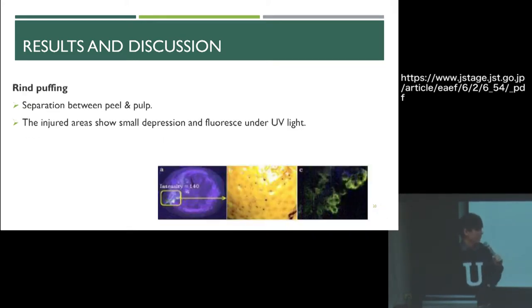And the last one is ring puffing. Ring puffing is a kind of separation between the peel and the pulp. So the puffy area will be very sensitive to damage, and the injured area will show a little depression, and it will actually fluoresce under UV light.